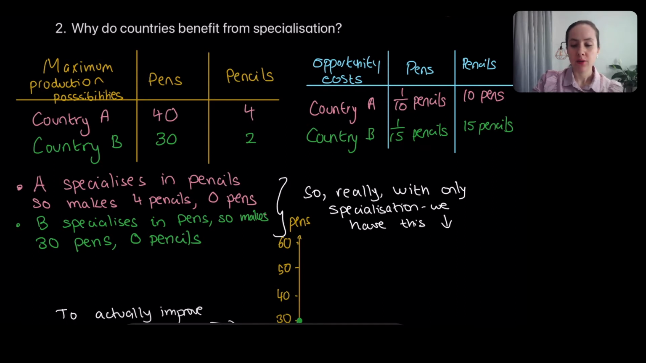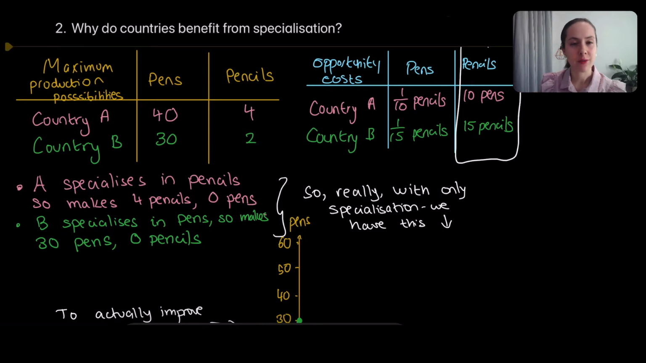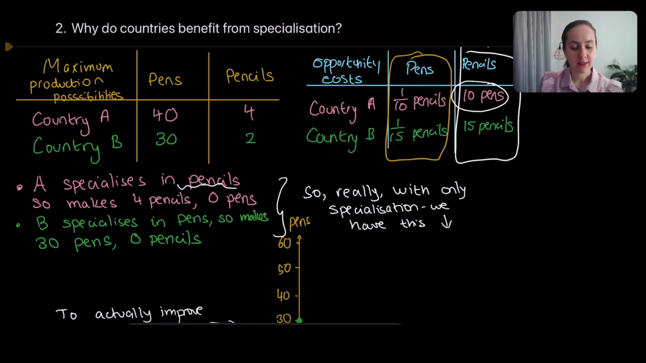And why was that? In the production of pencils, it turned out that A could make them a lot cheaper. It cost them only 10 pens, whereas for B it cost 15 pens. So A had to sacrifice fewer resources to make a pencil, and that's why A should specialize in pencils according to this theory. At the same time, B should specialize in pens. Because B only had to sacrifice 1 divided by 15 pencils, which is lower than the 1 divided by 10 pencils that A faces. So that's a recap.